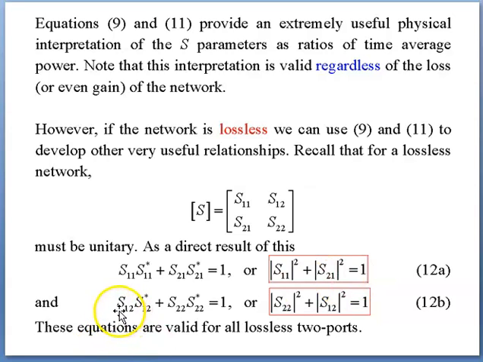Also, you will have S12 times S12 conjugate plus S22 times S22 conjugate is equal to 1, or S22 squared plus S12 squared should be equal to 1. So this means that it is unitary. This equation would be valid for all lossless two-port networks.